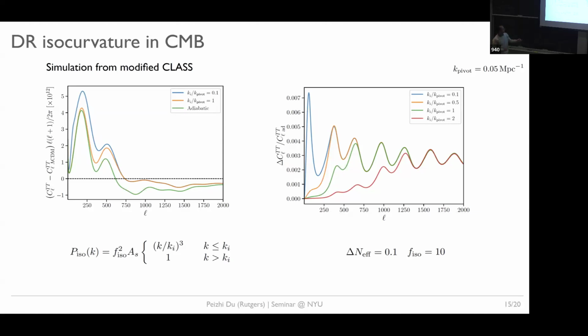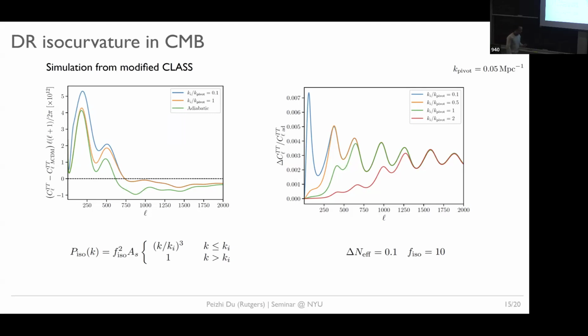And at high L, corresponding to high K, all of them are probably in the same plateau because we fix the FISO to be the same. No matter what the Ki is, they eventually go to this plateau. But for different Ki, they transition from that to 0 at different scales. The higher Ki transitions earlier and the smaller Ki transitions later. Eventually, they go to 0 and go back to the adiabatic case. And this transition scale is proportional to Ki, because of the consequence of this power spectrum.